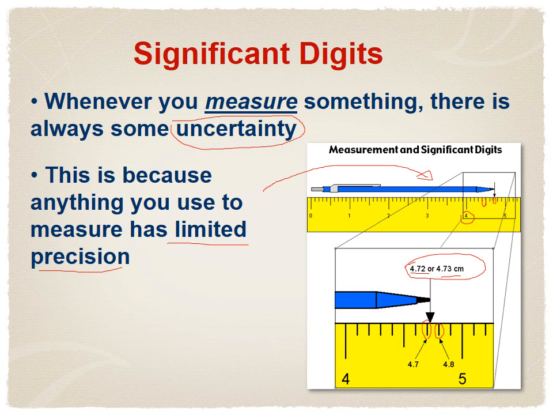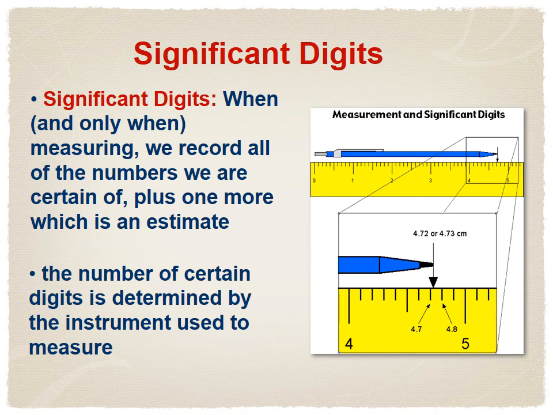So again, there's exact numbers, but then there's also numbers that have uncertainty. That's what we're focusing on in this PowerPoint here. Those are our measurements or our measured numbers. Whenever we take a measurement, we represent that measurement with what's called significant digits. We record all the numbers that we're certain of, and then the last digit at the end is considered an estimate, something that we're not certain of.